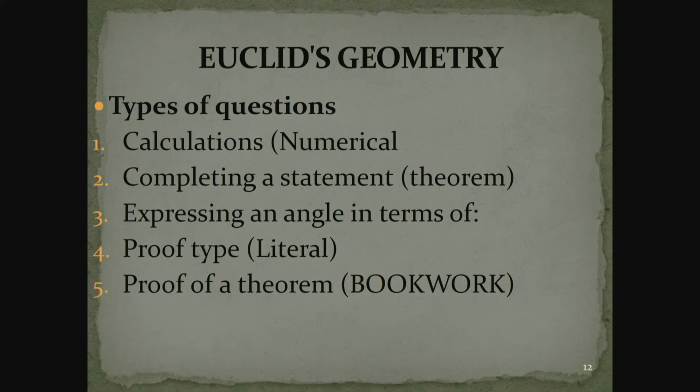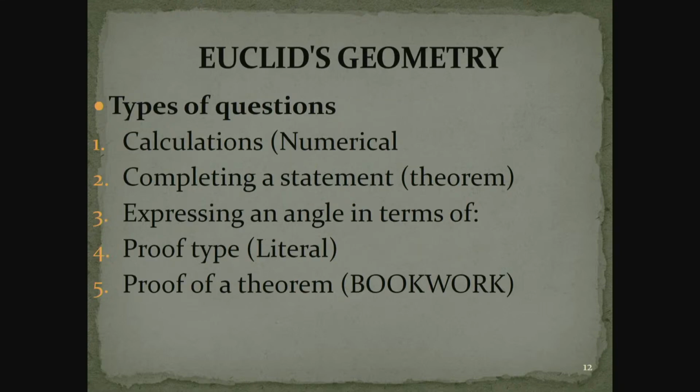Proof type questions. Prove that AB is parallel to CD. Prove that ABCD is a cyclic quad. Prove that triangle ABC is isosceles. Please, grade 12, those are the types of questions that you must make sure that you know. But number 5 is the most important one. You need to know how to prove a theorem. In grade 11, we have 4 theorems that you must know how to prove. Then in grade 12, only 2. So all in all, you must know 6 theorems when you go for the Monday paper. Please make sure that you know that very, very well.